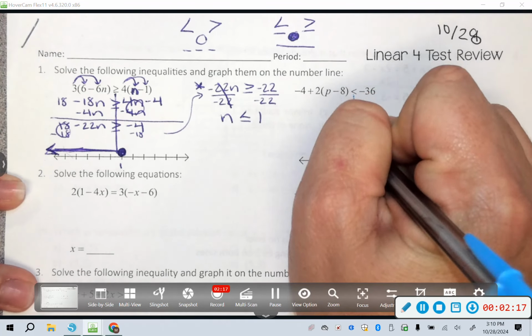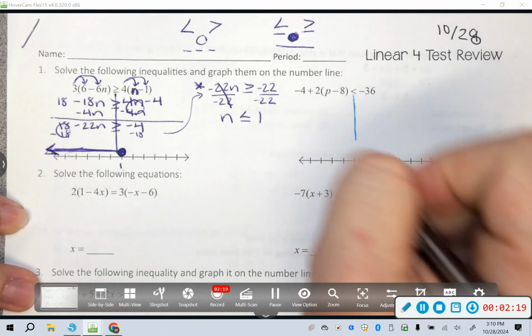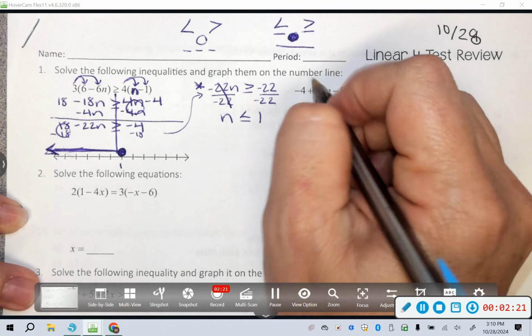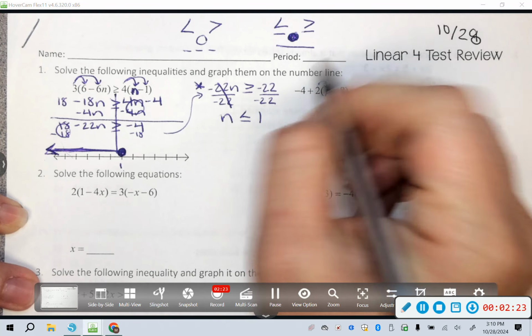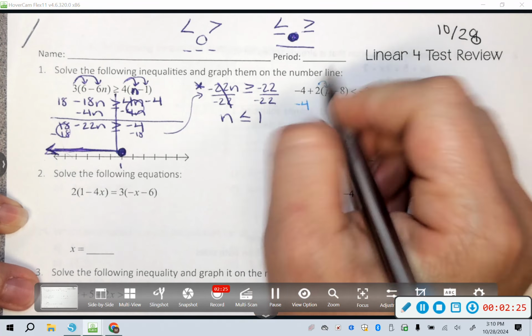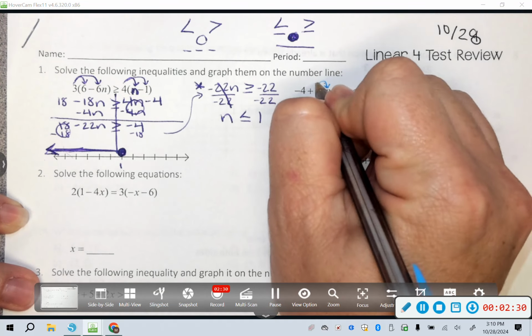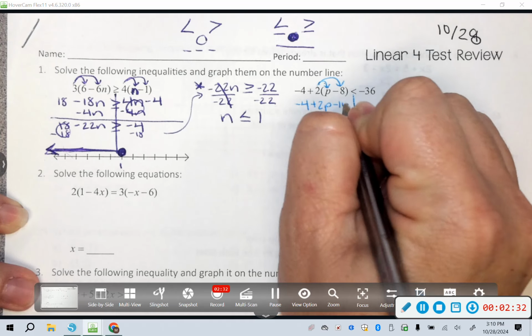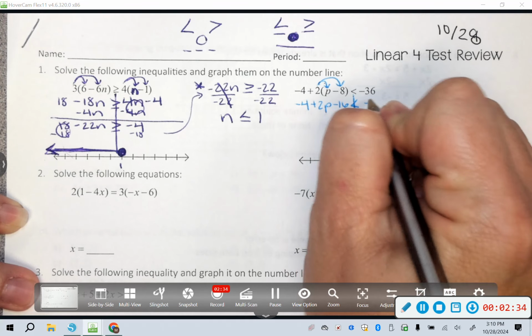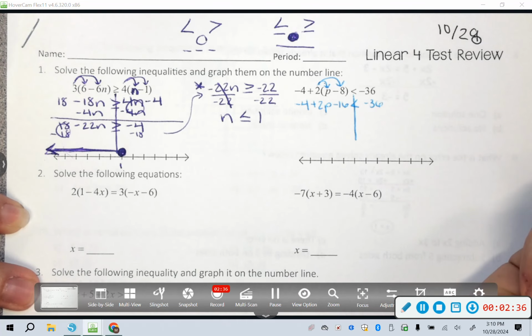Same concept, we're still solving an inequality. So again, we have to follow our same steps, which start with distribute. So we're going to distribute. I'm going to bring down this negative 4 so I don't forget it. 2 times p is positive 2p. 2 times negative 8 is negative 16. Bring down my symbol, bring down my 36.